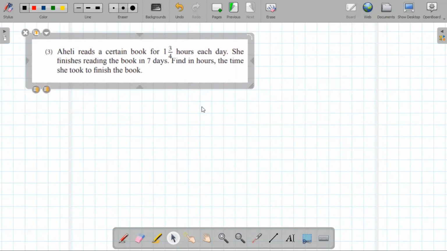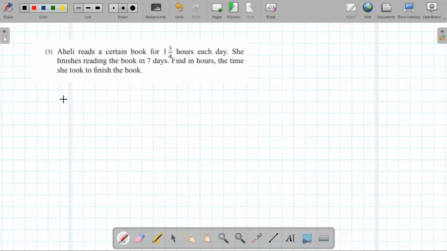Now, Ali reads a certain book for 3 over 4 hours each day. She finishes reading the book in 7 days. Find in hours the time she took to finish the book. For one day, she is reading 3 over 4 hours. There are 7 days, which means the total hours can be obtained by 7 into 1 3 over 4. Then it will become 7 into (4 into 1, 4 plus 3, 7) 7 over 4.